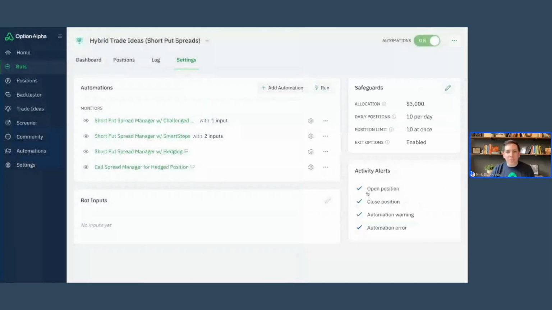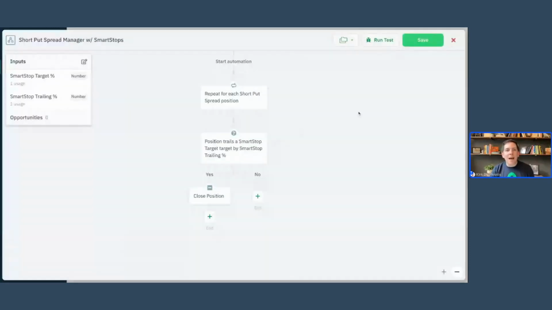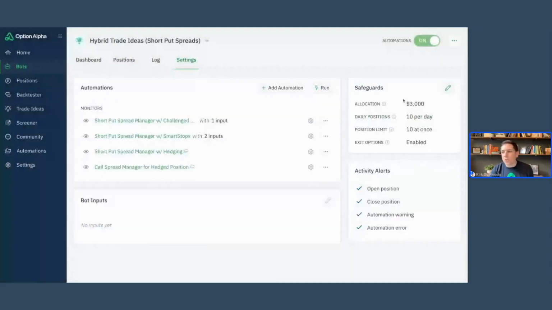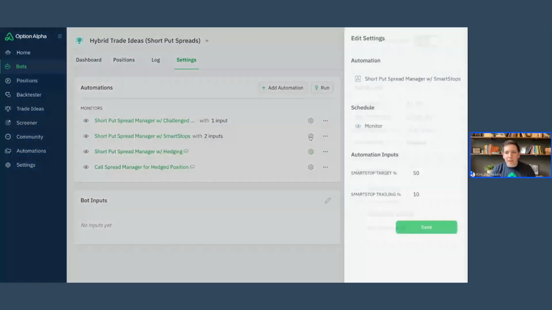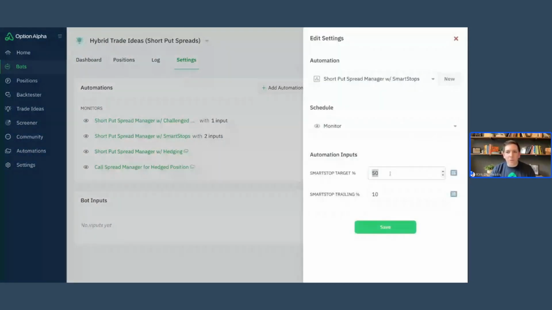I also have smart stops in here. So maybe the exit options that I set for trades that go in here are default exit positions at 50%. That might be your default for exit options. But you could set a smart stop target of 40% and trail by 10%, which means that if you set exit options on a new position coming in to 50%, then exit options will check every minute for 50% profit. And if you ever get to 50% profit, boom, done, out, and you're done.